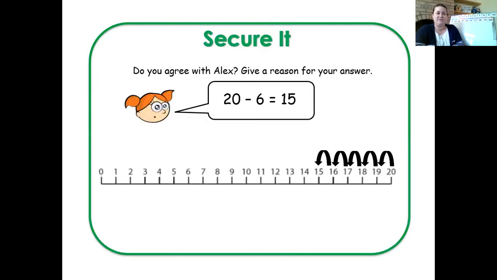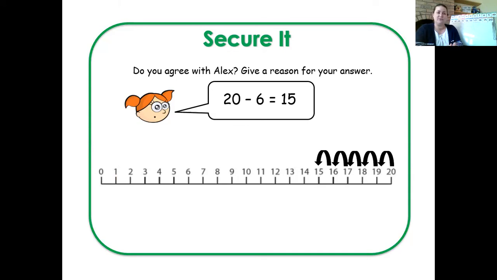Right, well done to everyone for doing your do it task. Now, secure it. We've got Alex here on the screen and she is saying that 20 take away 6 equals 15. Now, I want to know, do you agree with her? Do you think she is correct or do you think she has made a mistake? So she's used a number line to help her. So you need to look very carefully and decide, do you agree with her or do you not agree with her? But you need to give a reason.